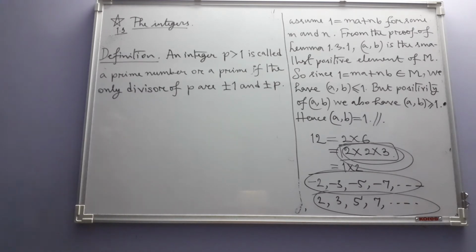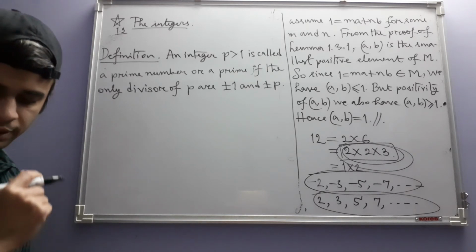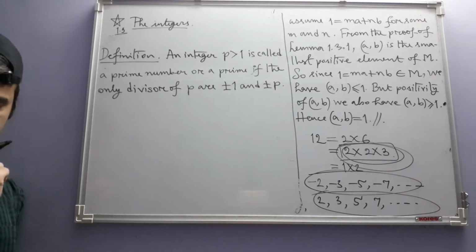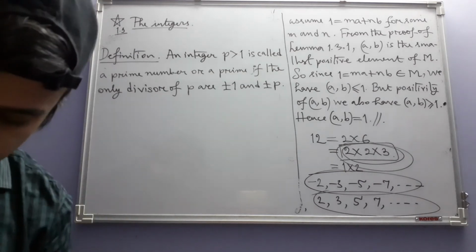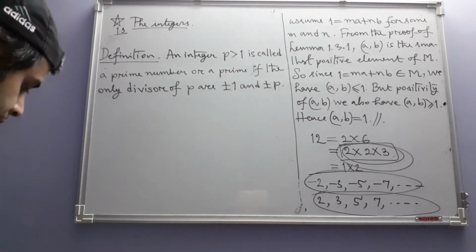Now, there are some very important lemmas which help us investigate the behavior of these prime numbers. So the first lemma is very useful. I think it's related to Euclid, or I don't remember. Anyway, the statement goes like this.